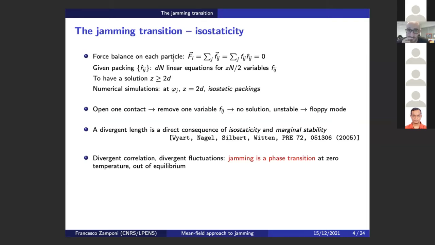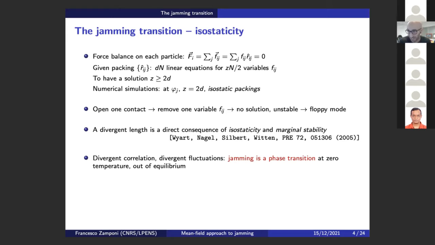And the argument is based on force balance. So you can say, okay, the force on particle i, I have n particles. So I take the force on a given particle, and this is going to be the sum over all the other particles of the forces coming from the other particles, because we are looking at pair potentials. And I can write this because the potential is central. This is going to be some scalar force times the vector that connects the centers of the two particles.